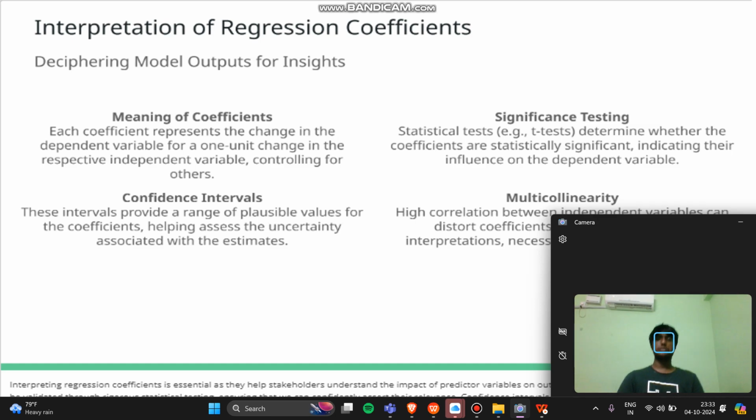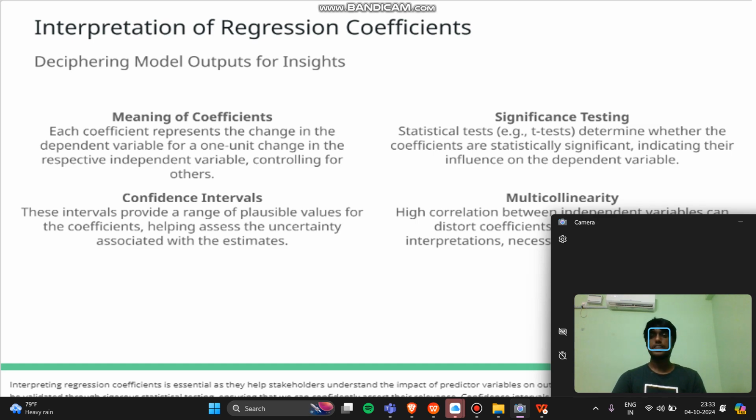Interpretation of the regression coefficients. So these are the interpretations based on which the regression coefficients can be understood. So, the meaning of the coefficients: each coefficient represents the change in the dependent variable for one unit change in the respective independent variable, controlling for the others.